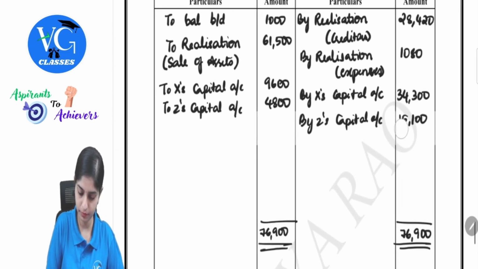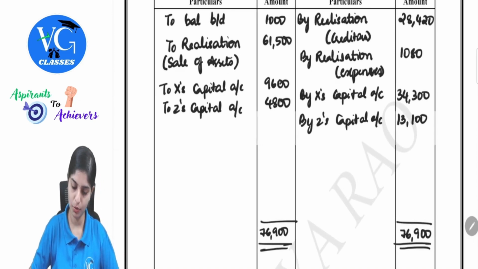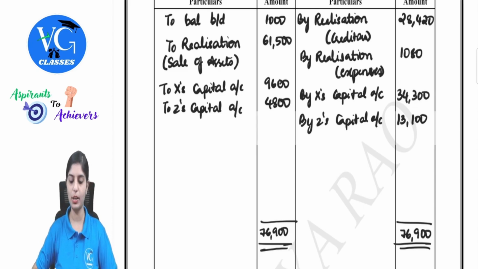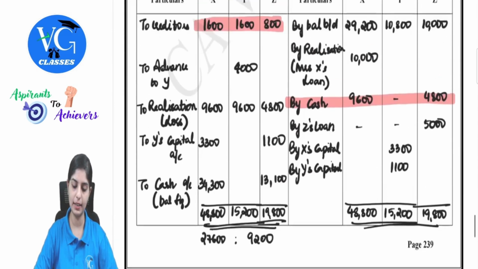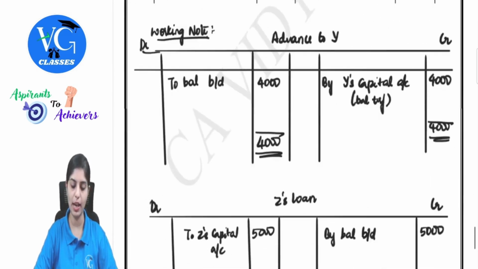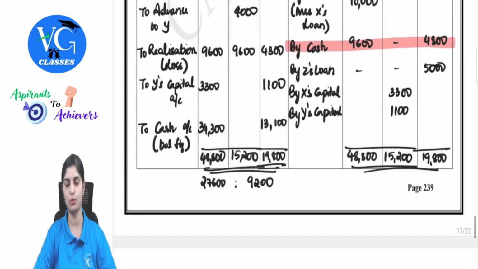So this will be 13,100. So 28,420, 1,080, 34,300, 13,100. So now it will match at 76,900. So in this transfer balance, there was an error. 7,000 I had taken, so actually the loan amount is 5,000.